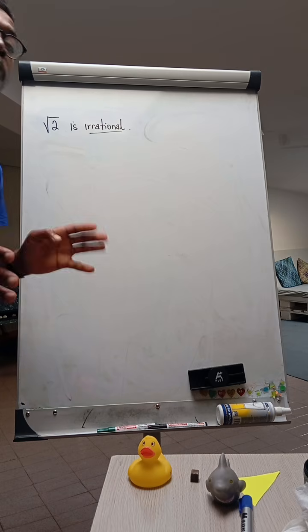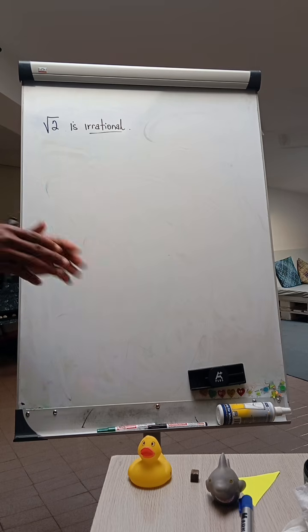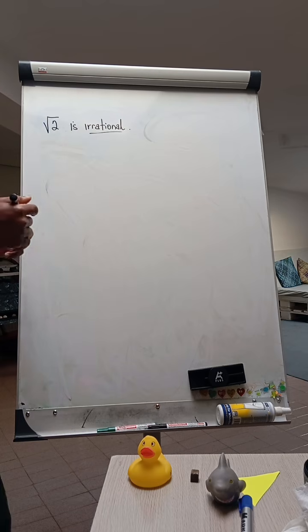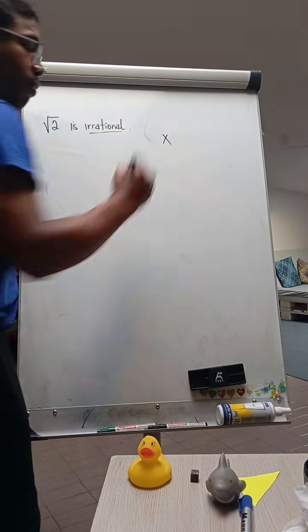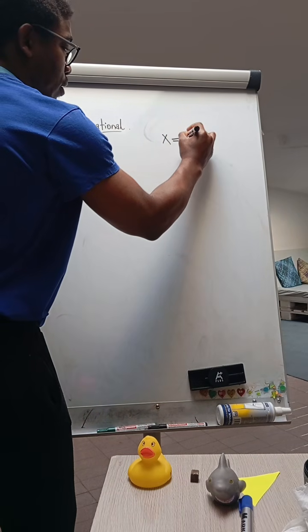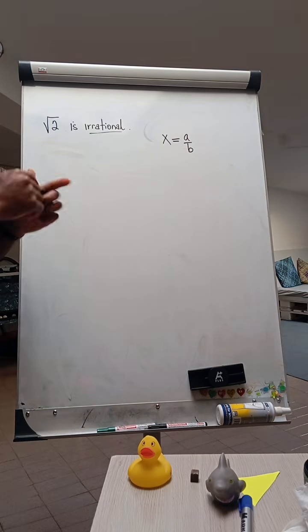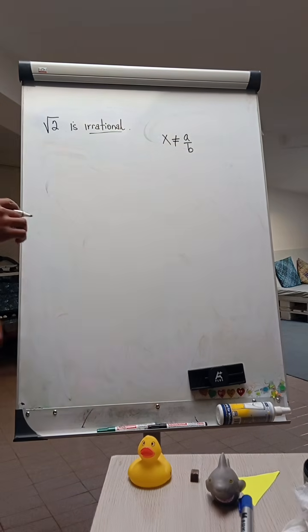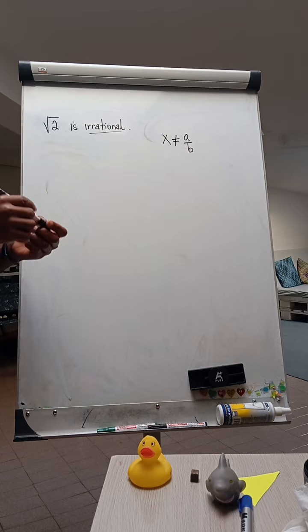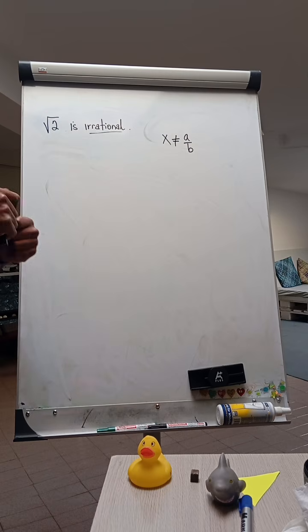So before we get into this mathematical proof, the word irrational, from a mathematical point of view: irrational numbers are numbers that cannot be expressed as a ratio of two numbers. For example, if x is equal to a over b, integer a over integer b, then x is rational. But if x cannot be expressed as a ratio of two numbers, it's not rational. That means it's irrational.